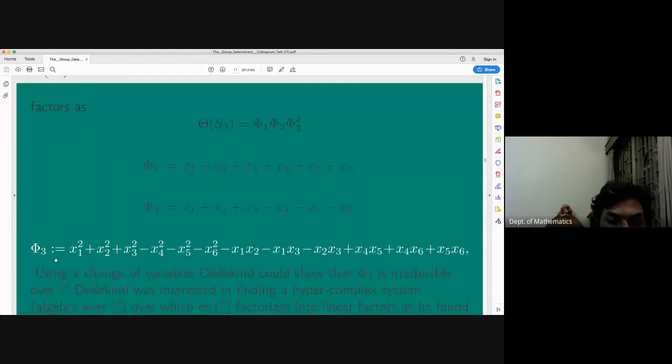And similarly, this phi3 is coming because S3 has a 2-dimensional irreducible representation, which is just D3, the symmetry group of this equilateral triangle. So D3 acting on the plane will give you a two-dimensional representation if you extend it to the complex plane, an irreducible representation, and this polynomial is coming from that representation. So that's all.